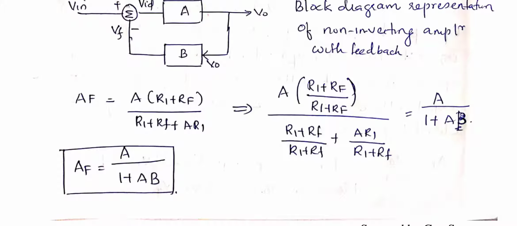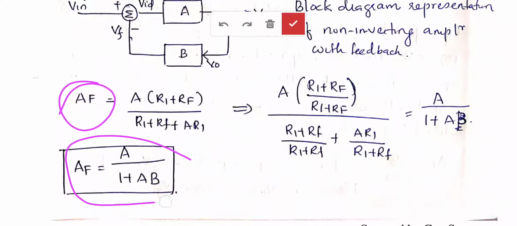We will get like this, and if you are cancelling the common terms, we will get the closed loop voltage gain AF as A by 1 plus A beta. This is nothing but the gain equation of a negative feedback amplifier which we have seen before. AF is equal to A by 1 plus A beta.